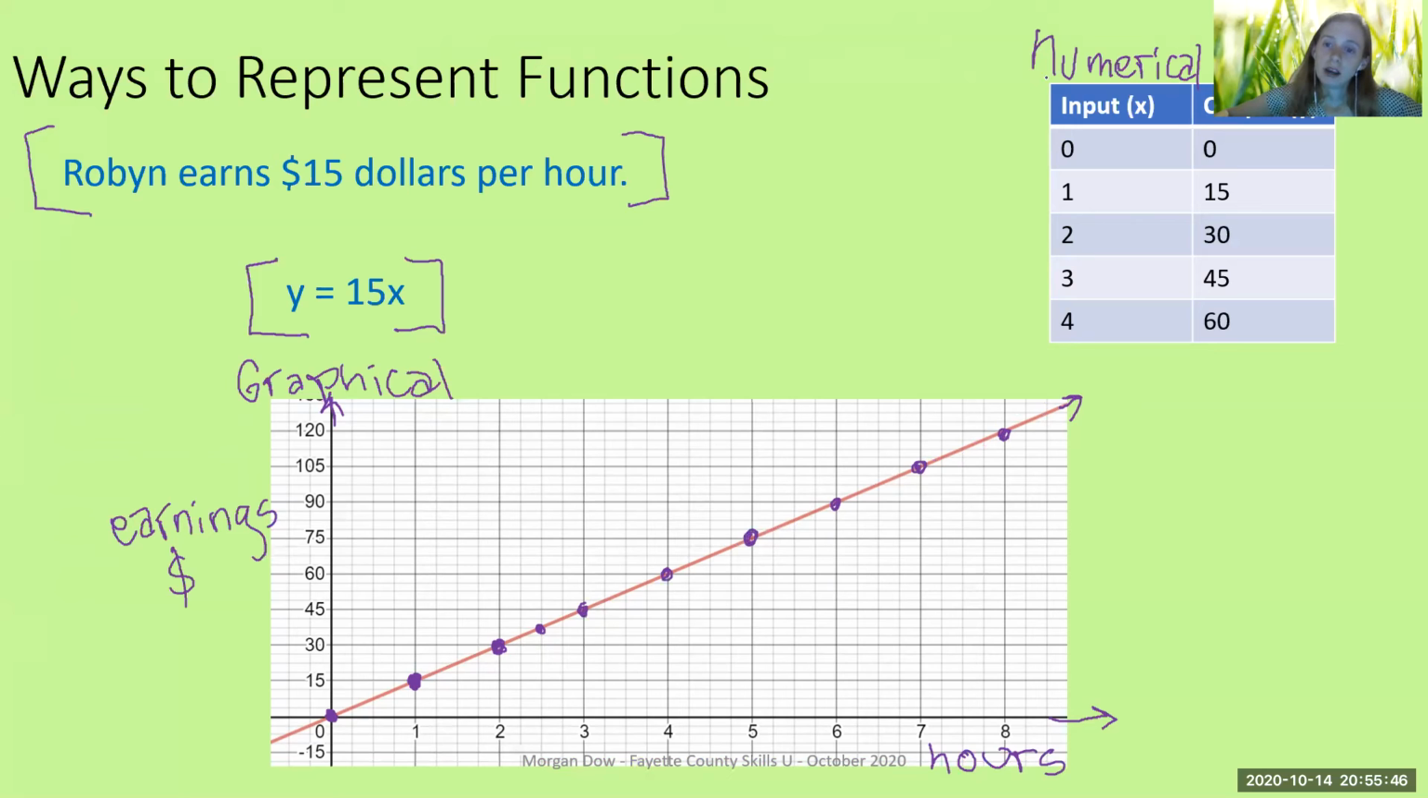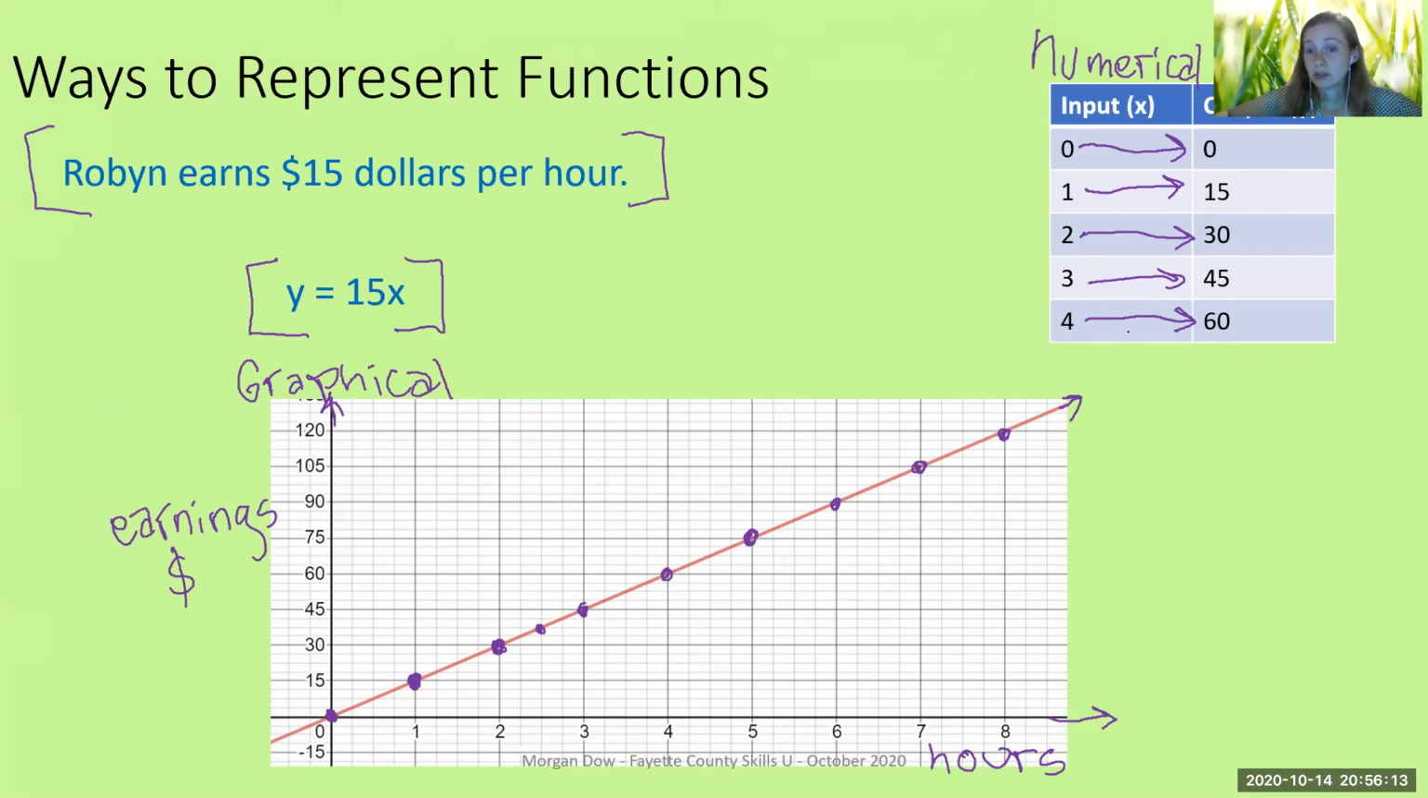And then the numerical representation, the table or list of values, is really showing us the same information. It's giving us some example input-output pairs from this relationship. So you put 0 hours in, you get $0 out. 1 hour in, $15 out. 2 hours in, $30 out, and so on.